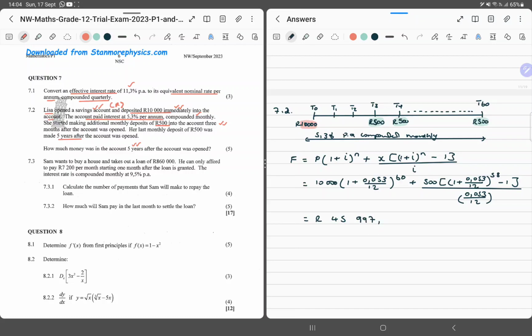45,997. This investment is weak. Why, in these 5 years, one could save even more than this. 45,997 rands. Anyway, it's fine. Equally, because the 500 rands is technical.